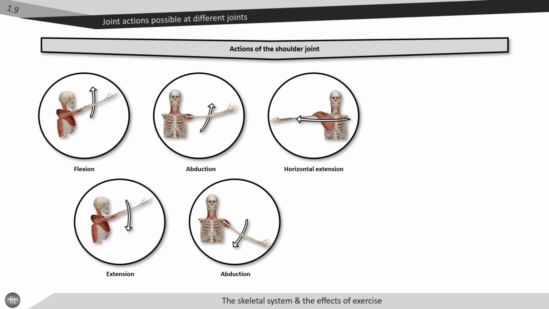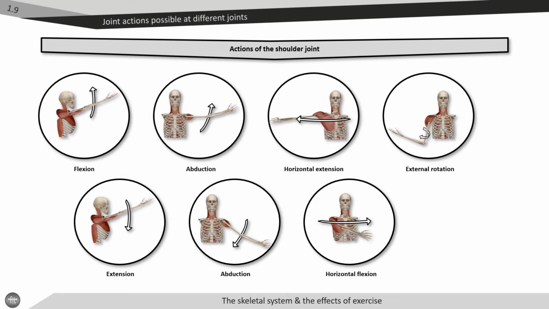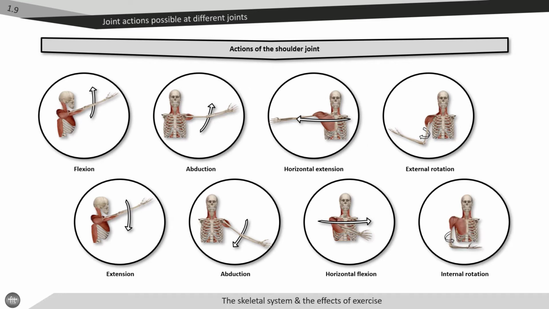Shoulder horizontal extension, this is moving the arm away from the midline of the body in the horizontal plane. Shoulder horizontal flexion, this is the moving of the arm towards the midline of the body in the horizontal plane. Shoulder external rotation is the moving of the arm away from the midline of the body on its long axis. And shoulder internal rotation is the moving of the arm towards the midline of the body on its long axis.